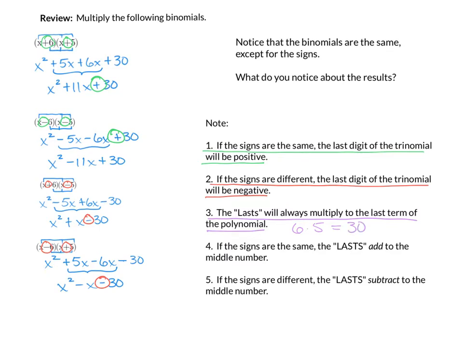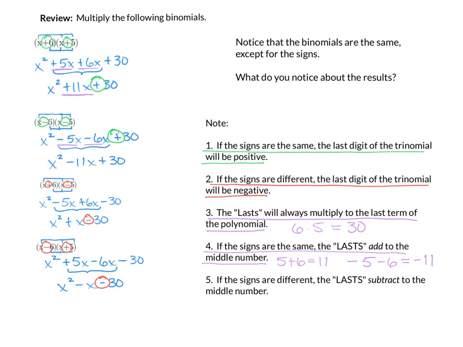Now, we already talked about whether the signs are the same or different, but how does it affect the middle number? Because the middle number is one of the most important ones here. If the signs are the same, the lasts will add to the middle number. Notice that on the first two examples, we got 11 on both of them. One of them was positive, one of them was negative. But since we are combining numbers with same signs, we add and keep the sign.